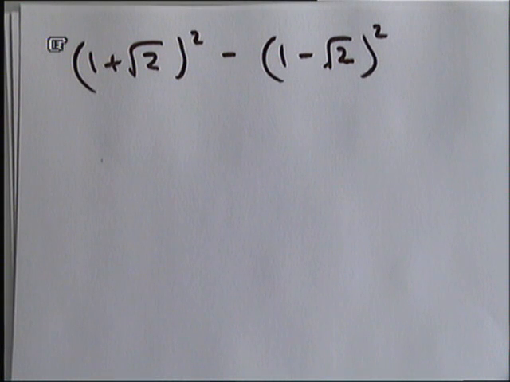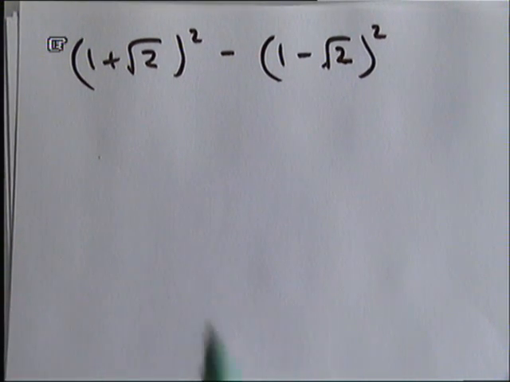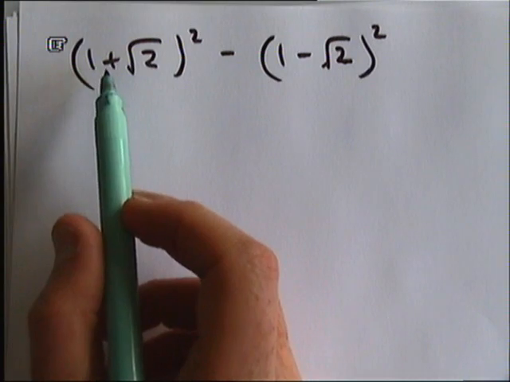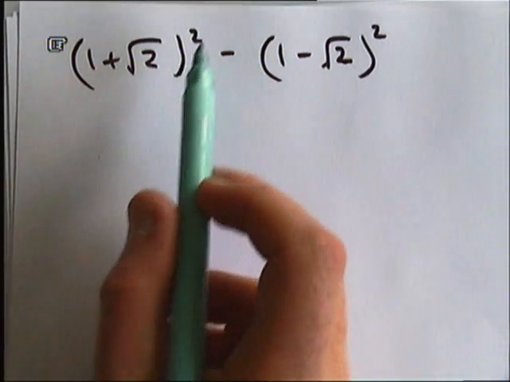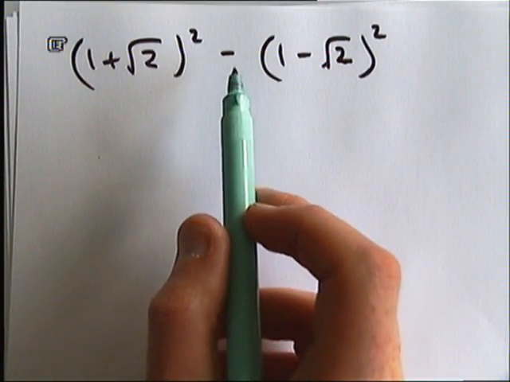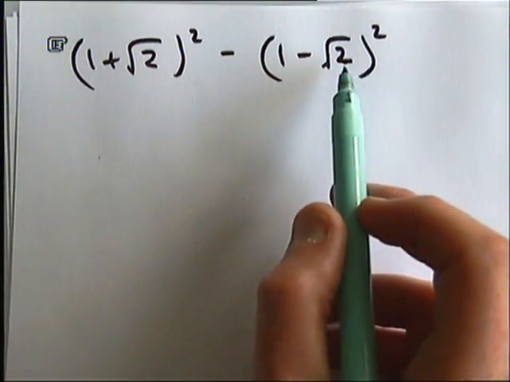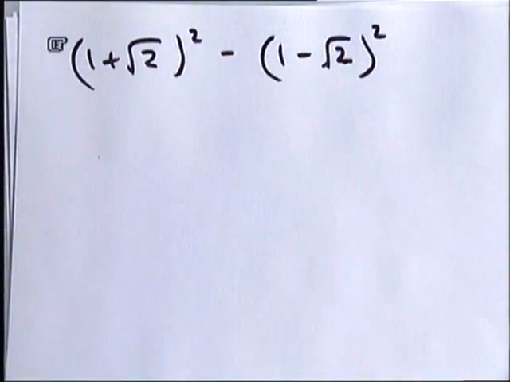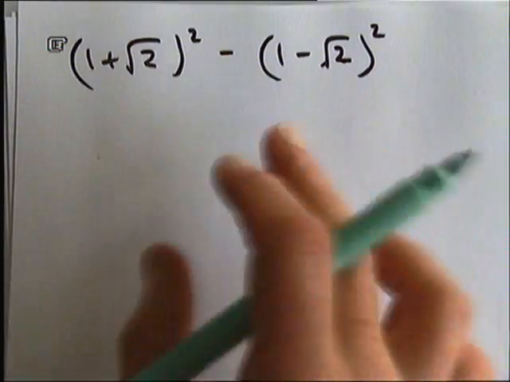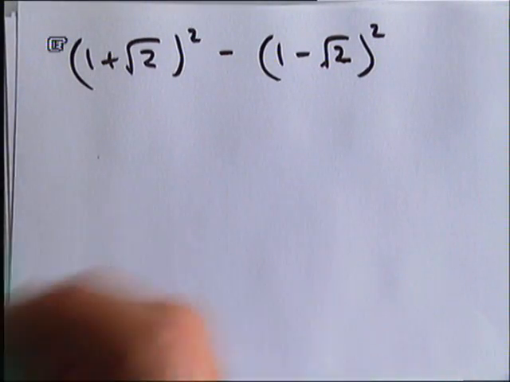I've been asked to do a couple of questions on surds involving brackets as well. The first one to do is to simplify what you can see on the screen. In one bracket I've got 1 plus root 2, and that bracket is squared. And I'm subtracting another bracket with 1 minus root 2 in it, and that bracket is also squared. So I'm going to do the two brackets separately first of all.